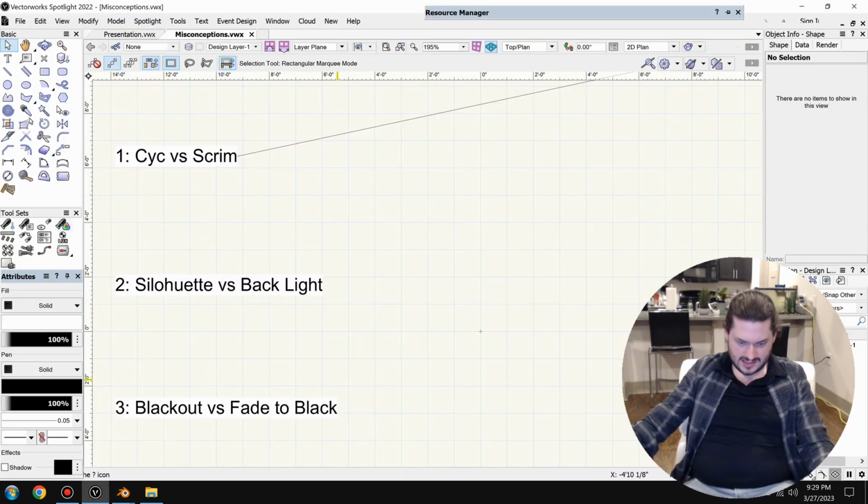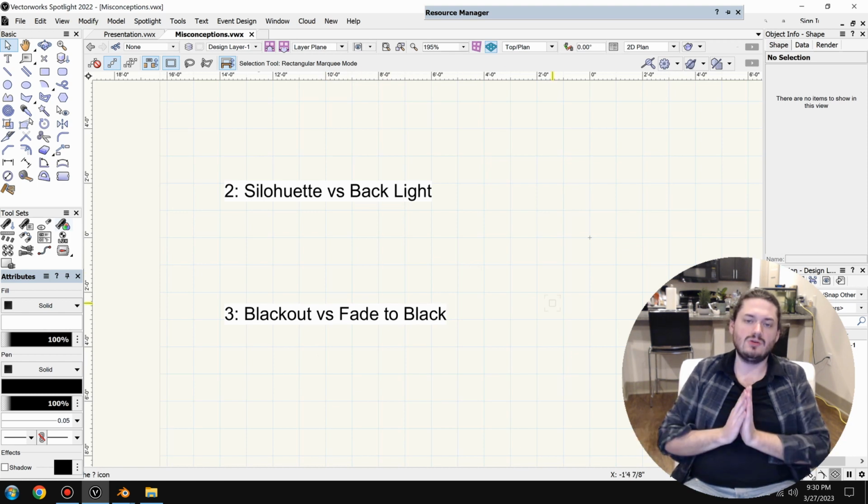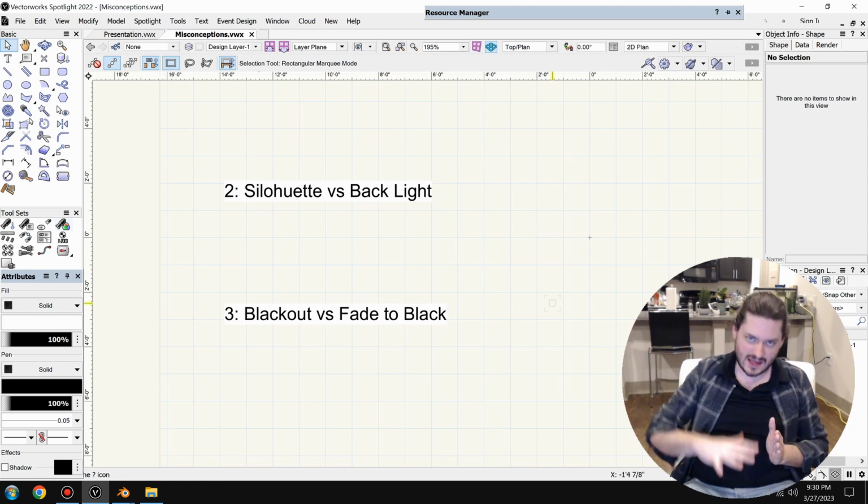The third distinction is a blackout versus a fade to black, and this is very simple. A blackout is a fade to black that happens instantaneously. A blackout, by necessity, happens on a 0 count or arguably a 1 count. A fade to black, by necessity, happens over a long period of time and is a fade.